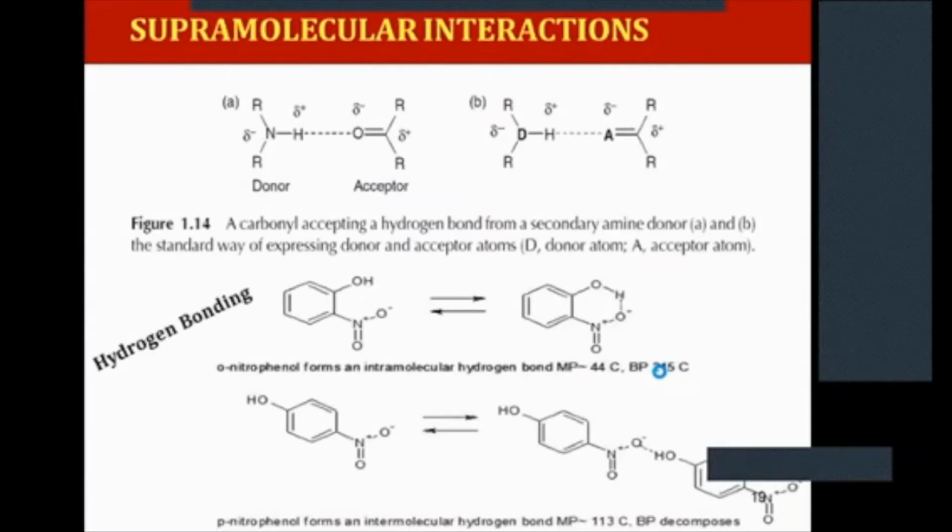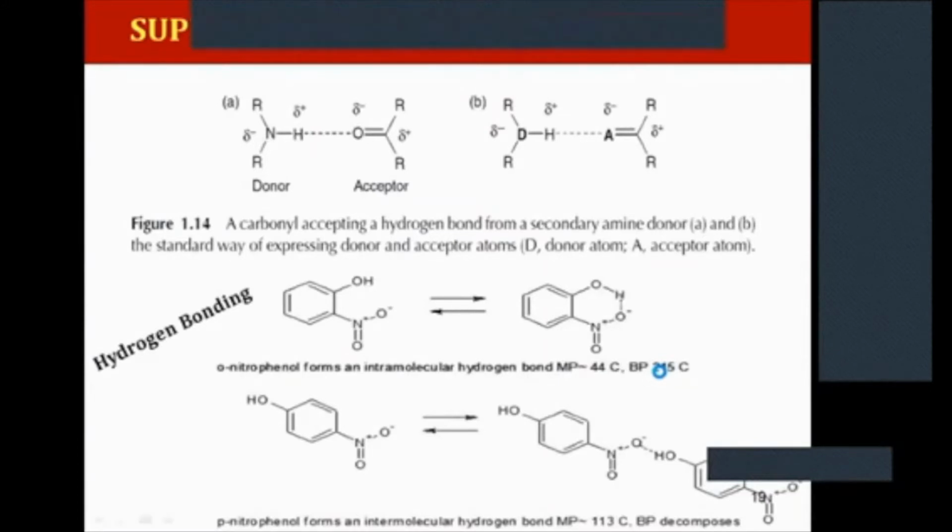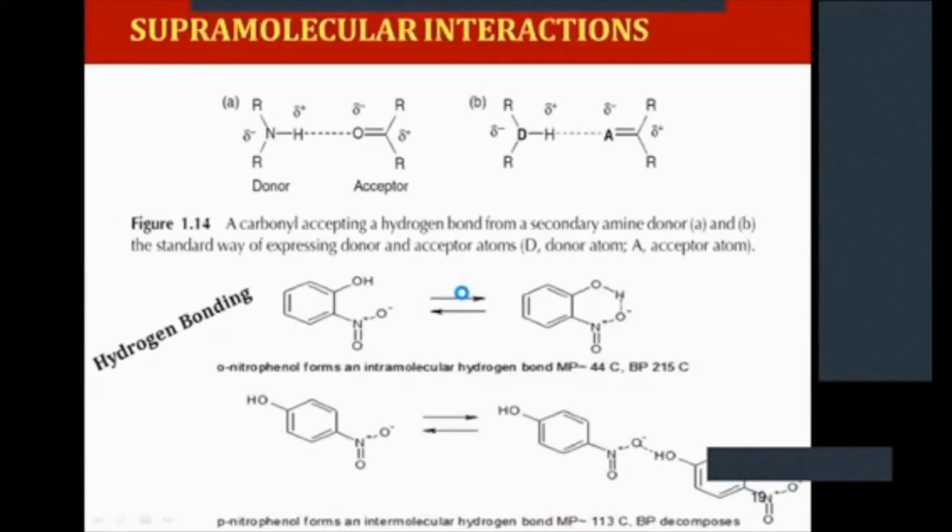And the well-known example, orthonitrophenol, which forms intramolecular hydrogen bonding here, and paranitrophenol, between two molecules, it forms hydrogen bonding. So this type of hydrogen bonding is very, very important in supramolecular. Thirdly, the pi interactions. I don't know how many of you really understood pi-pi stacking or pi-pi interactions. So this pi-pi interactions I'll talk about in the next slide.